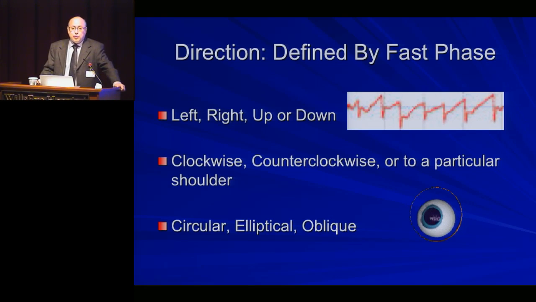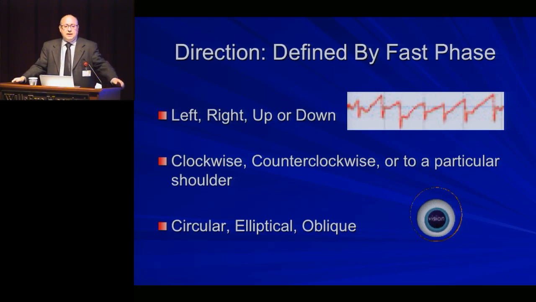It could be rotary or torsional without any actual movement of the eye except to rotate, and that could be clockwise, counterclockwise, or we may say it beats towards the right or towards the left shoulder, which takes away the ambiguity of clockwise, because we don't know if you're talking about the patient or the examiner, right? So we say it beats to the patient's right shoulder, we know it's going that way. Now, sometimes confused with clockwise is circular, elliptical, oblique, but this is where the actual combination of vertical and horizontal are. So it's not just rotating, it's moving in a circle or an ellipse or oblique when there's a combination of vertical and horizontal nystagmus.